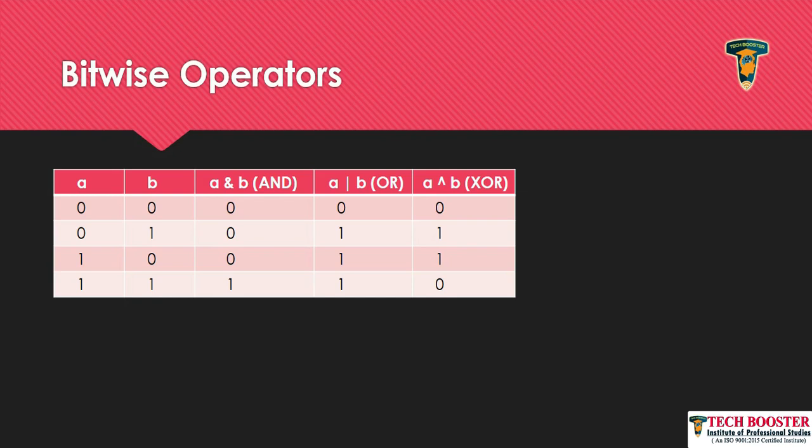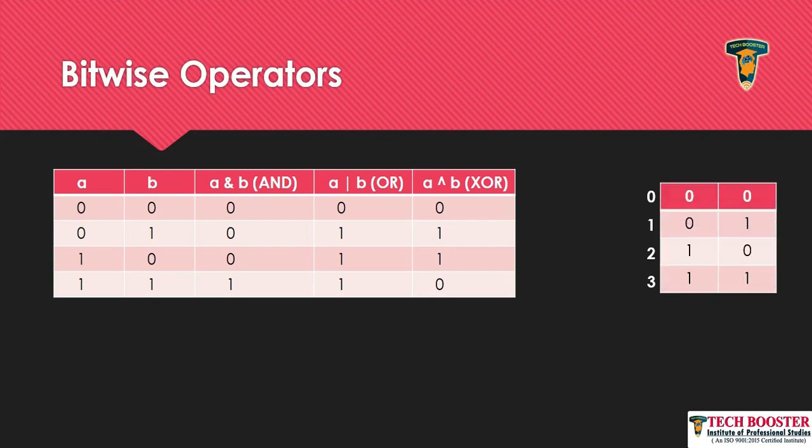Now, here in this case, in order to show you practically how the bitwise operator will work, let me consider 4 different numbers, that is 0, 1, 2, 3. So first of all these numbers will be converted into binary. If I convert these numbers into binary, considering 2 bits, you can see for 0 we'll have 0, 0, for 1 we'll have 0, 1, for 2 we'll have 1, 0, and for 3 we'll have 1, 1.